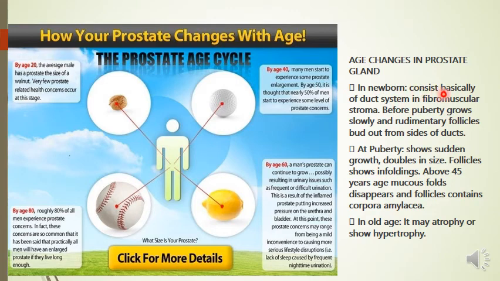So in the newborn, the prostate consists basically of a duct system in fibromuscular stroma. Before puberty it grows slowly, and rudimentary follicles bud outside the sides of the ducts. At puberty it shows sudden growth, doubles in size, and follicles show enfoldings. Above 45 years of age, mucosal folds disappear and follicles contain corpora amylacea. Right? And in old age it may atrophy or show hypertrophy, but mostly in old age we will see hypertrophy of the prostate.